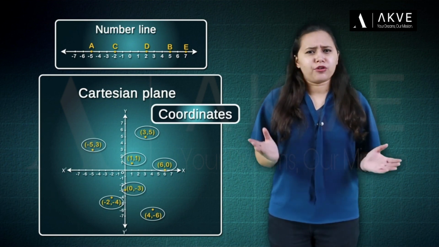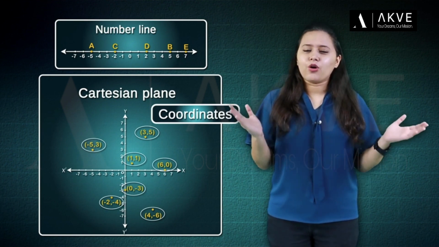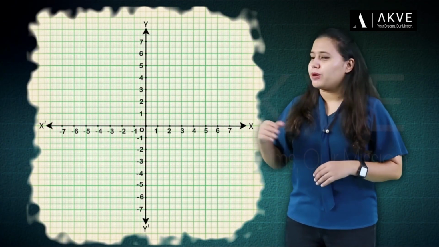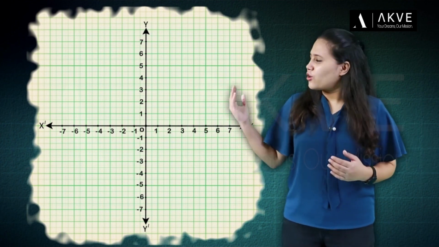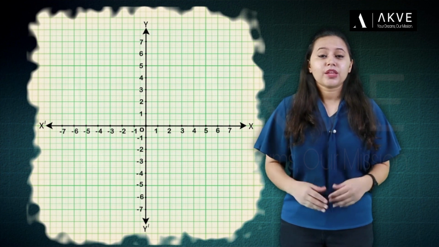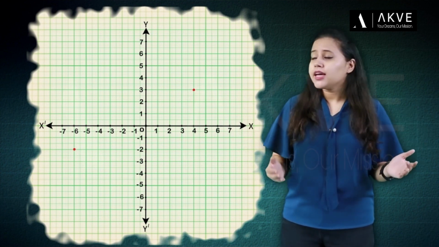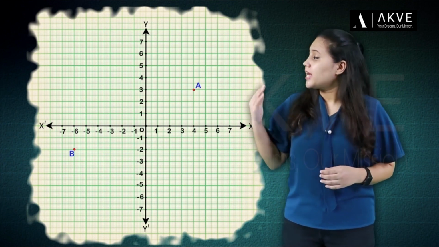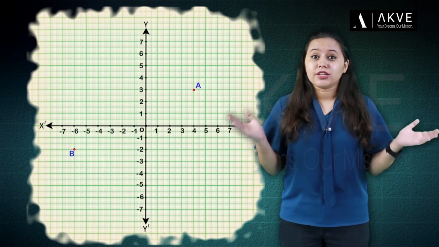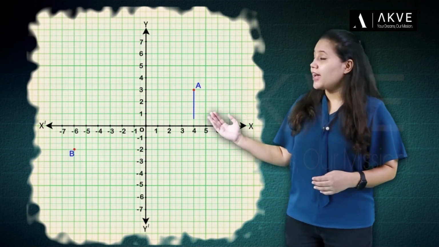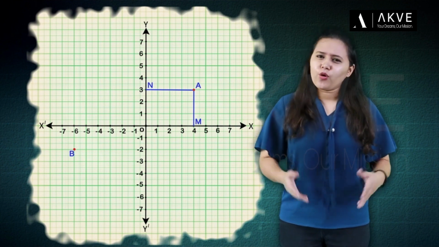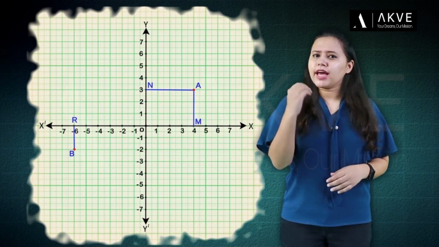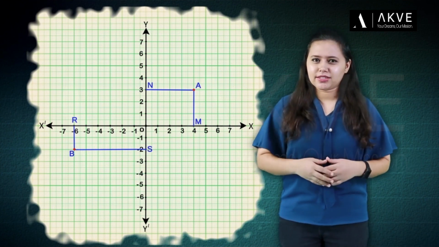Now, there is a special way of writing coordinates. So let's see how coordinates work. Consider this figure where the axes are drawn on a graph paper. So this is how we draw coordinate axes on a graph paper. Now let's take 2 points, say A and B, like this. Let's find the distances of the points A and B from the axes. For this, draw perpendiculars AM on the x-axis and AN on the y-axis. Similarly, draw perpendiculars BR on the x-axis and BS on the y-axis.